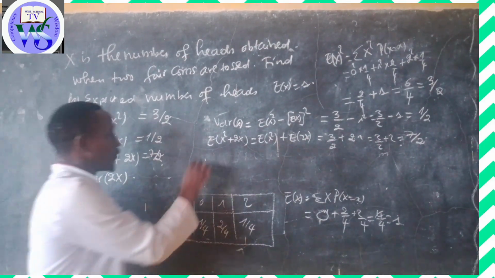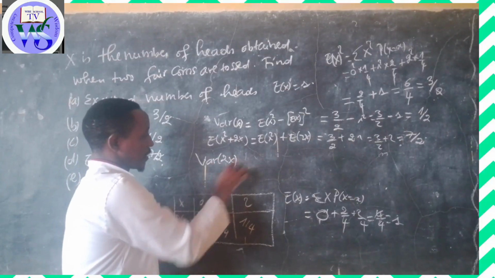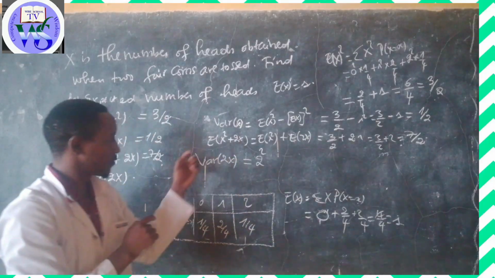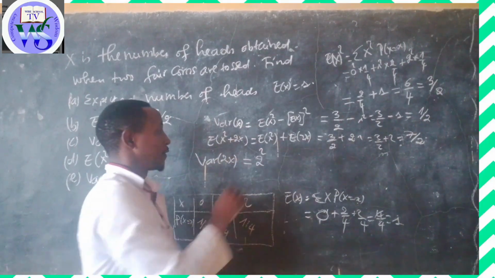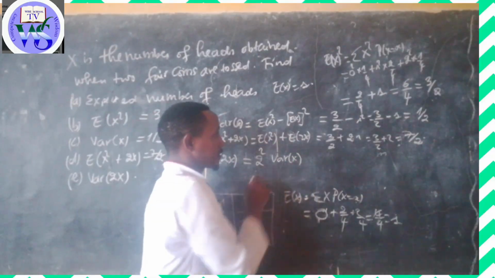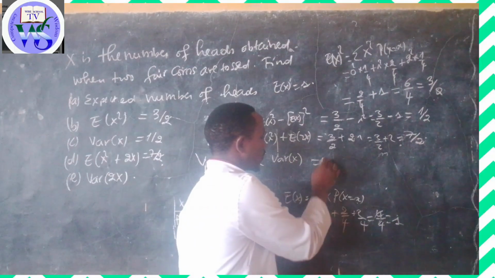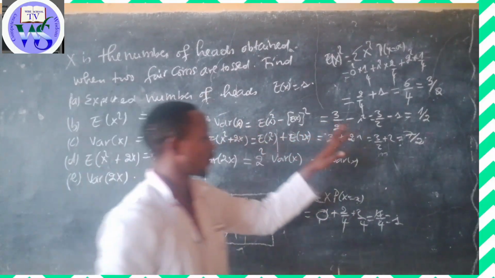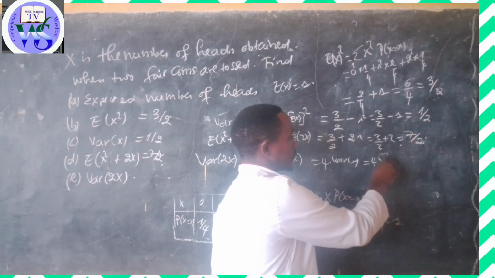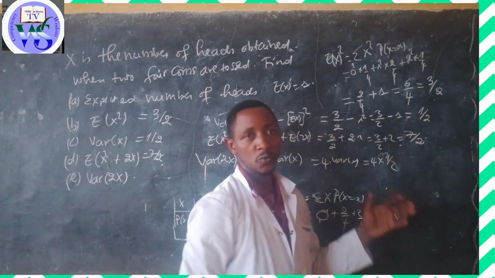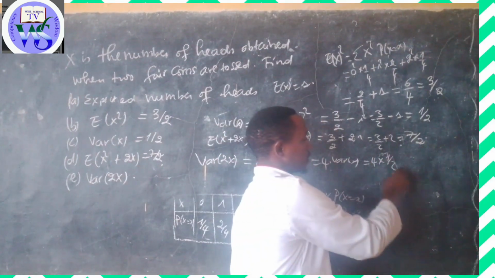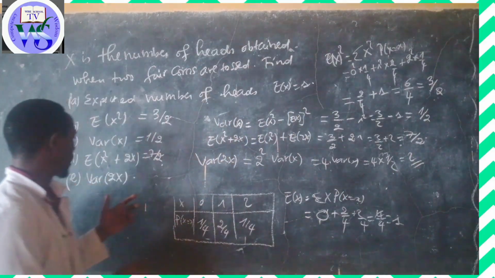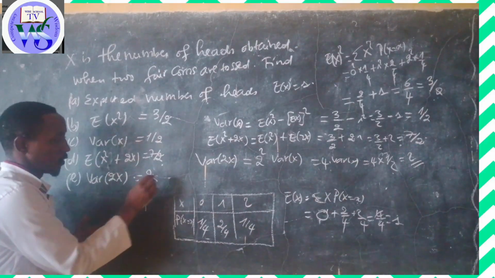The last one is the variance of 2X. The variance of 2X is equal to 2 squared times the variance of X, since the constant comes out squared. So this is 4 times the variance of X. Remember that the variance of X is 1 over 2, so 4 times 1 over 2 is equal to 2. So the variance of 2X is equal to 2.